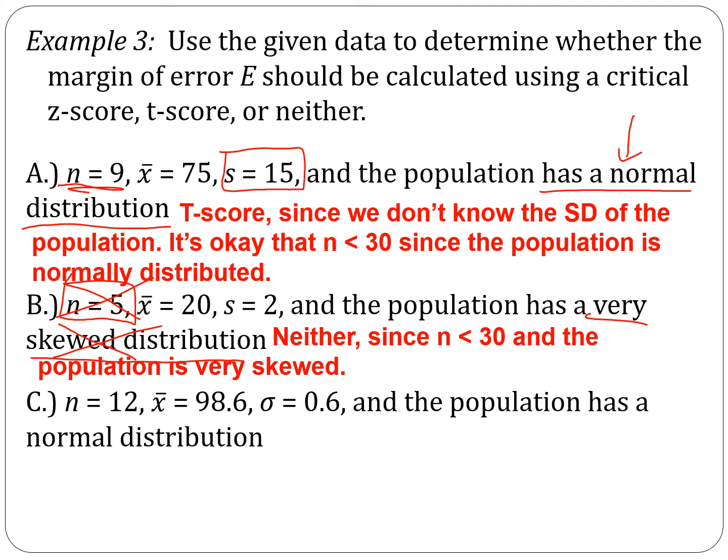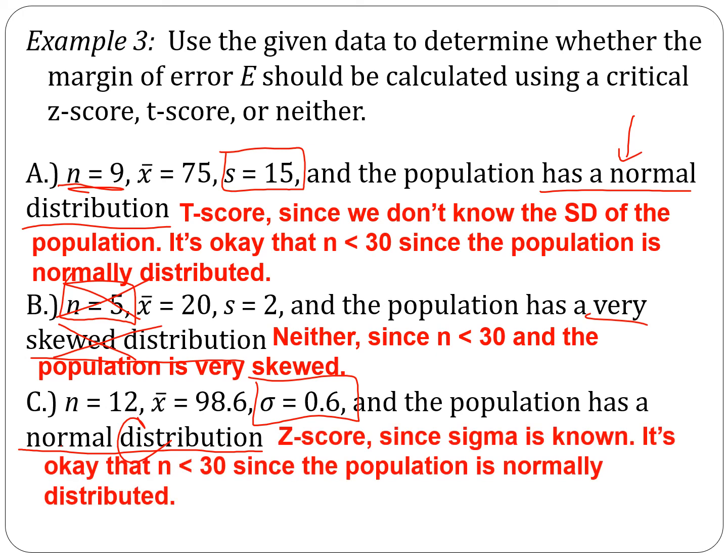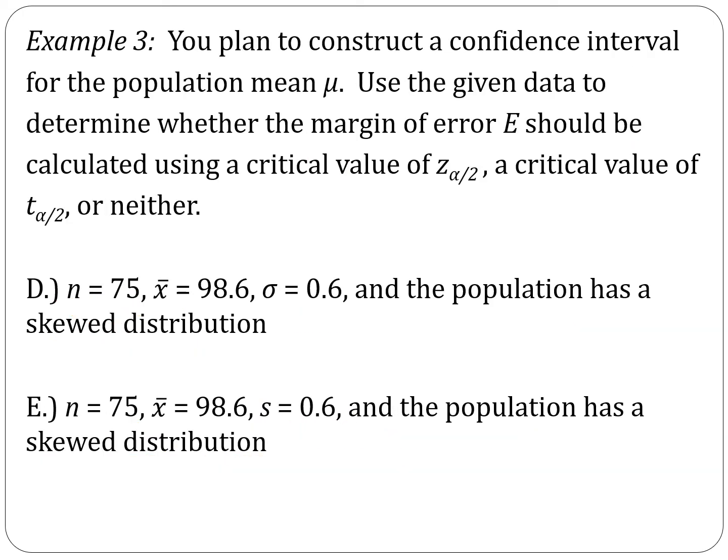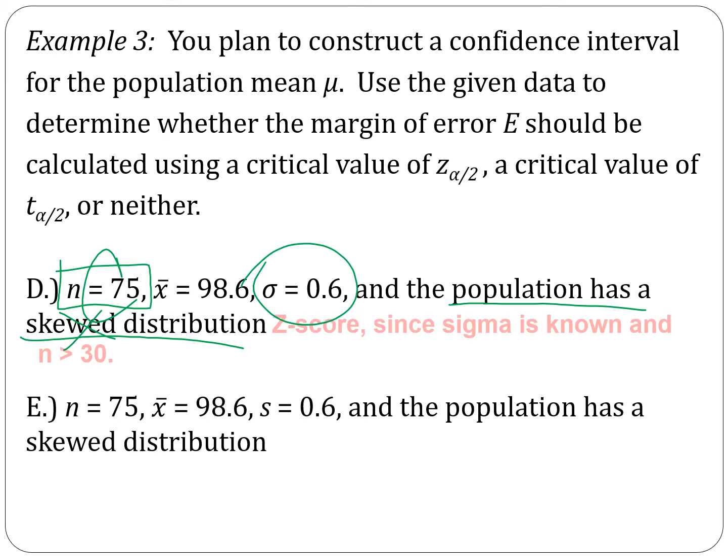Part C, n equals 12, x bar equals 98.6, sigma equals 0.6, the population is normally distributed. Okay, so this is good. Now we look up here. We know the standard deviation of the entire population, which means we're going to use a z-score. Part D, n equals 75, sample mean 98.6, sigma 0.6, population skewed. Skewed is not good. We look at the sample size. It's above 30. That works. Sigma is known. Z-score problem.